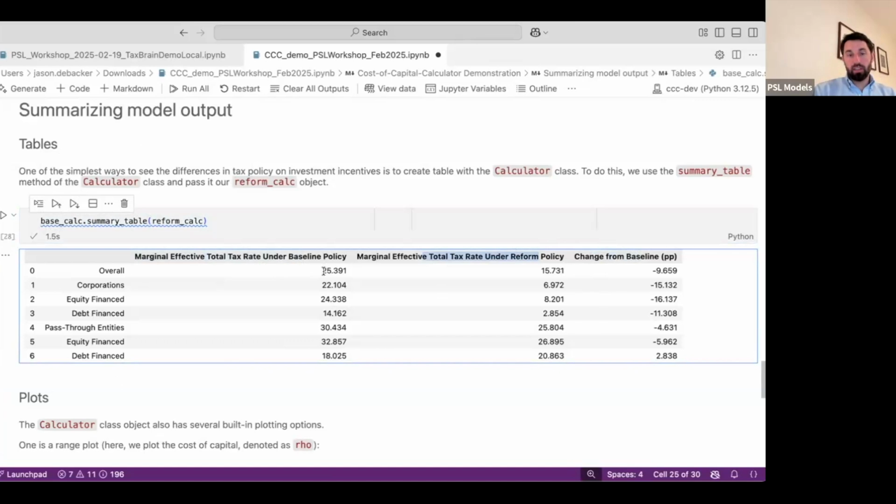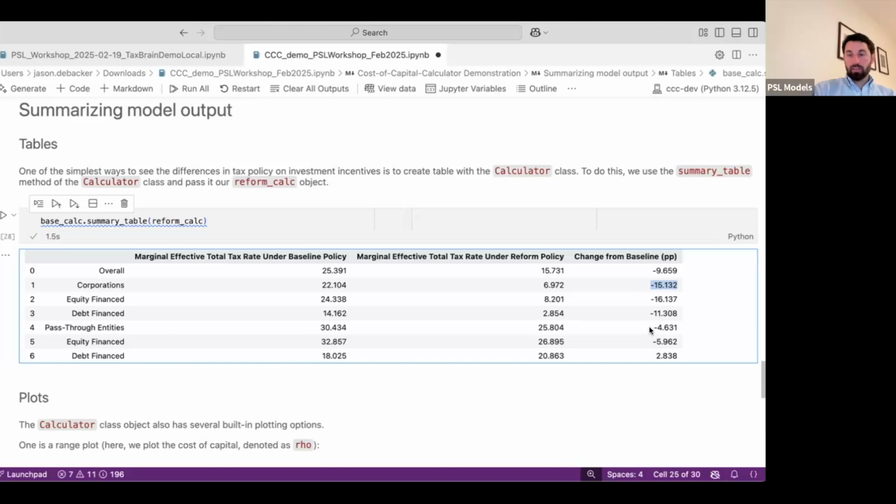So we can see that METTR for all assets and all investment types here under the baseline, and then under the reform, and then we've got the delta between the two. So almost a 10 percentage point reduction in this marginal effective total tax rate. That's coming from, again, all of the changes we've made: TCJA permanence, a lower corporate income tax rate, and 100% bonus depreciation. And the subsequent rows break this out for how this varies across corporations versus pass-through businesses. For corporations with the CIT rate cut, this is particularly large. So we've got a reduction in marginal effective total tax rates on the order of 15%.